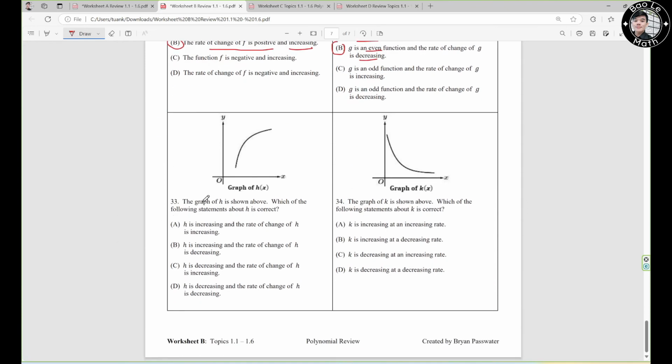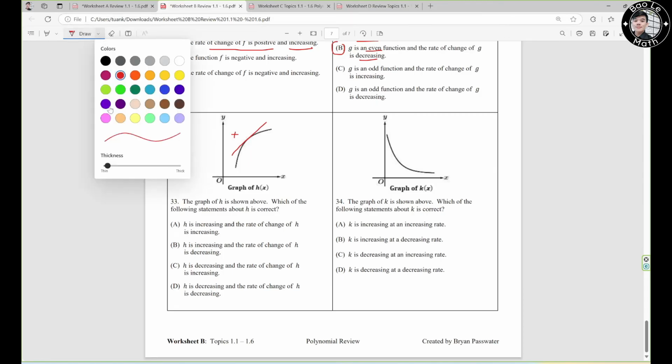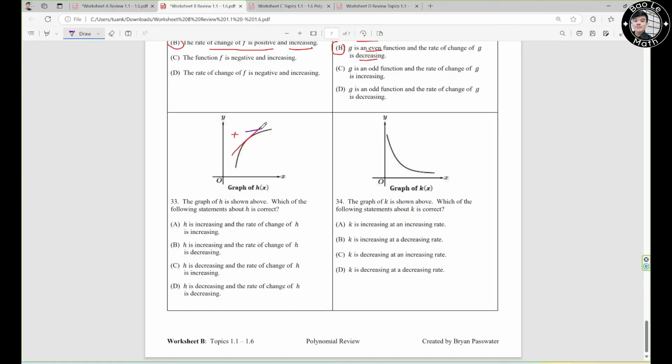Now question 33, the function h is increasing. We draw a tangent line. Yes, the slope is positive. The function is increasing. Yes. And the rate of change of h is increasing. We just draw another tangent line right here, and you see that the tangent line is getting less steep, which means the slope is smaller. Rate of change of the function h is decreasing, so the answer A is not right. The answer must be B right here. Decreasing. The function is increasing.